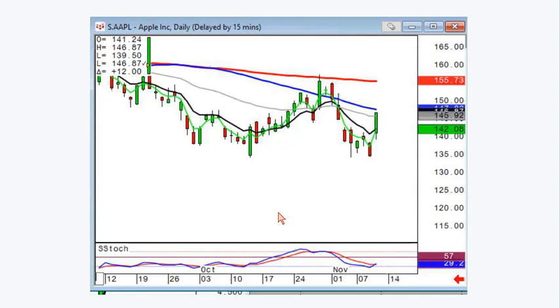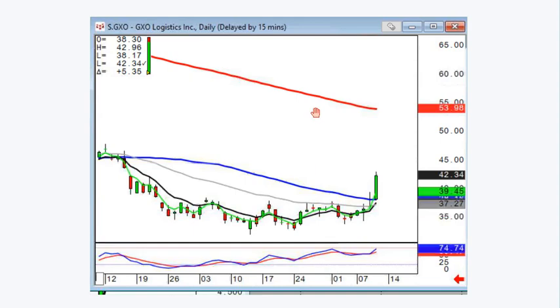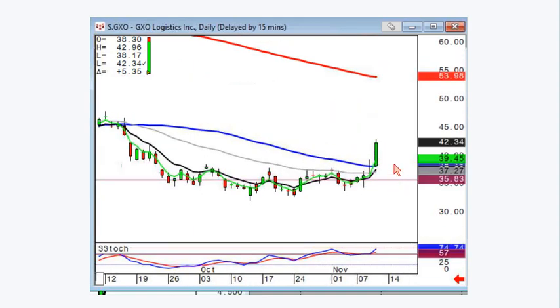All right, what else we got? GXO, can you see a pattern? Like a fry pan bottom? Breakout through the 50 and where the pattern began? What's your expectation? More upside.